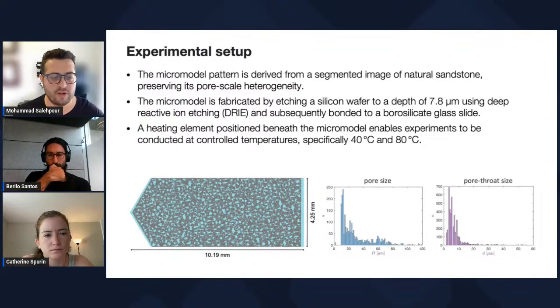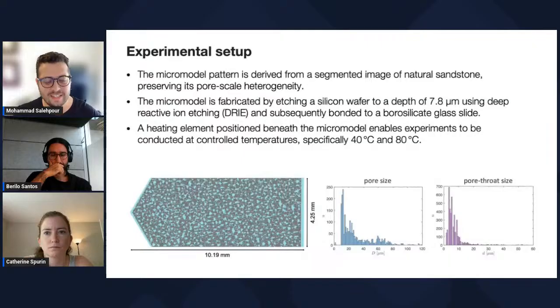This pattern is derived from a segmented image of a natural Canadian sandstone, preserving its pore-scale heterogeneity. It is fabricated through a DRIE process at a uniform depth of 7.8 microns, and then bonded to borosilicate glass. A heating element is positioned under this microfluidic to enable us to perform experiments at high temperature. And this microfluidic measures 10.19 millimeters by 4.25.